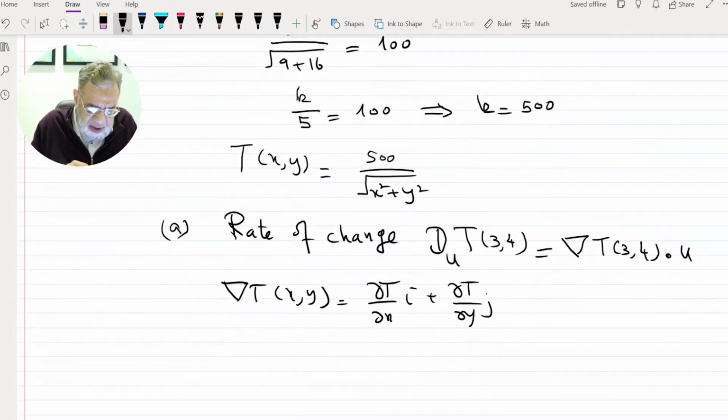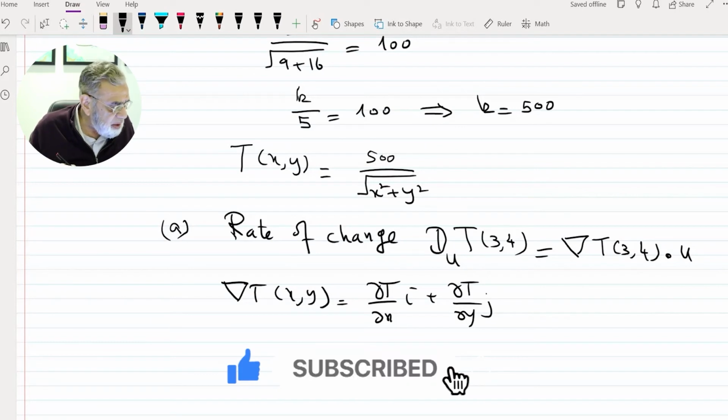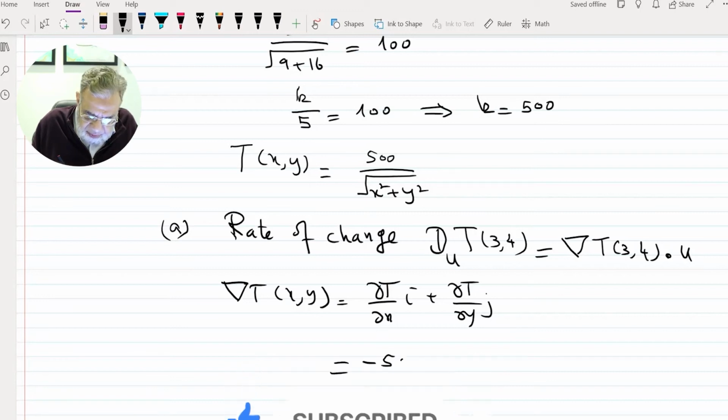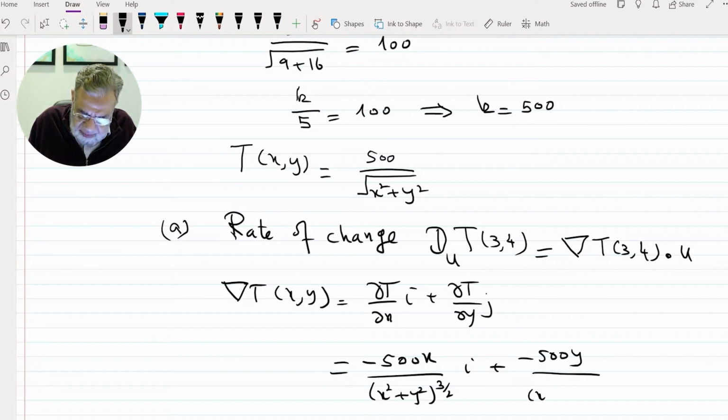So I take the derivative of this one. We have here the square root function, and we can write partial T by partial x will be equal to minus 500x over x squared plus y squared to the power 3 by 2. So we get 1 by 2, and then we have this 2x, the 2 cancels, and we get minus 500x i, and similarly we get here minus 500y over x squared plus y squared to the power 3 by 2 j. Yeah, so this is my gradient.